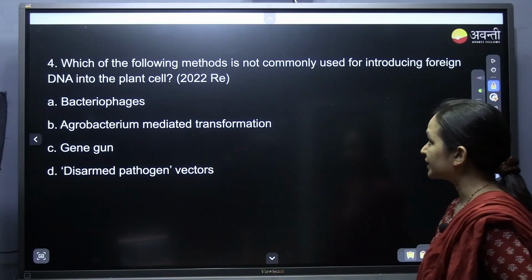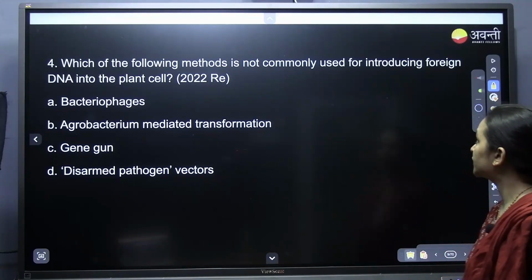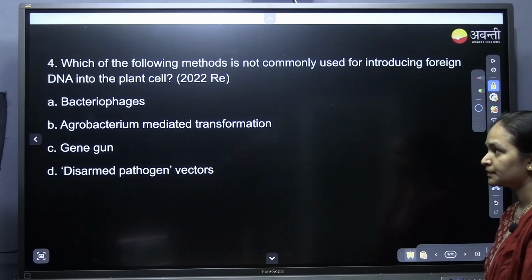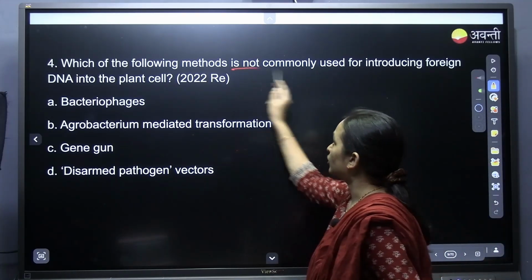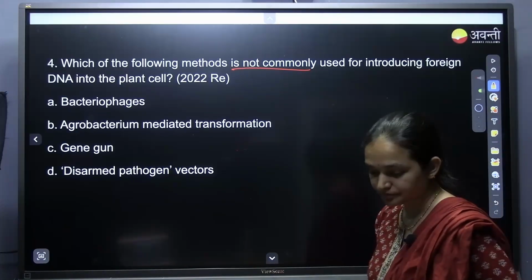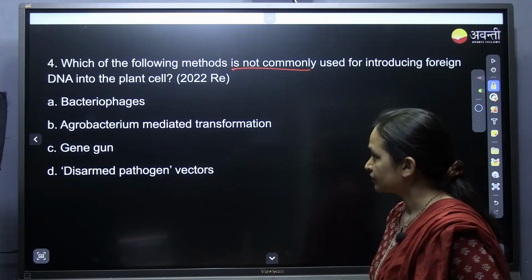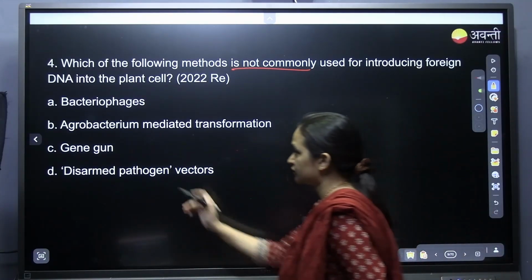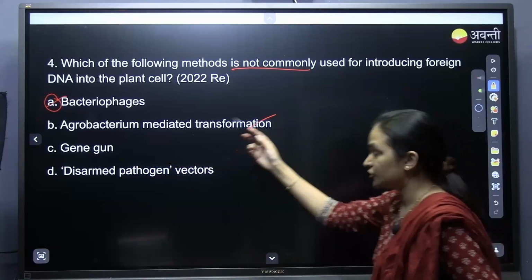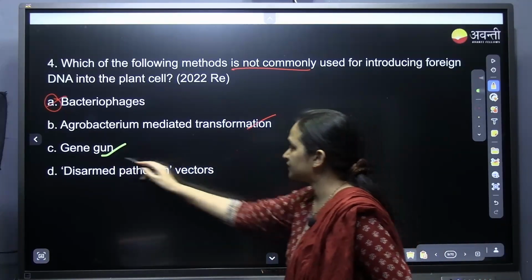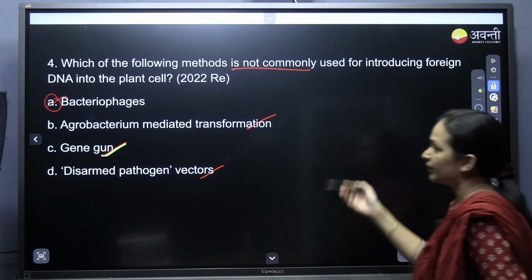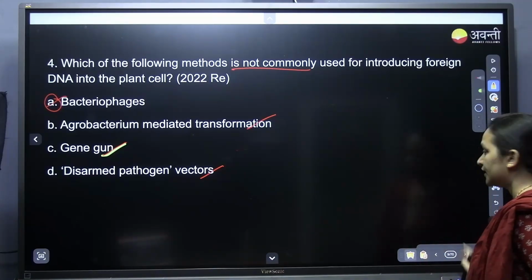Which of the following methods is not commonly used for introducing foreign DNA into plant cells? Which is not common? Underline wherever not or incorrect is there. Just tell me not common. Bacteriophages. Yes. Agrobacterium mediated is very common. Gene gun is common among plants, and disarmed pathogen as a vector is also common, but bacteriophages are not common.